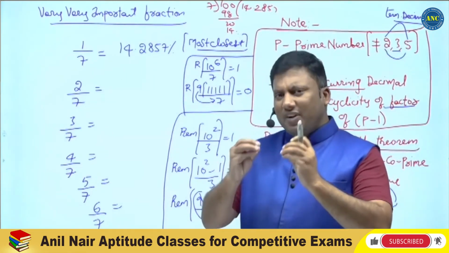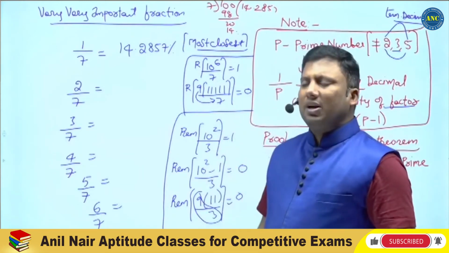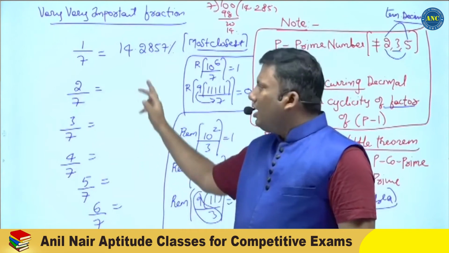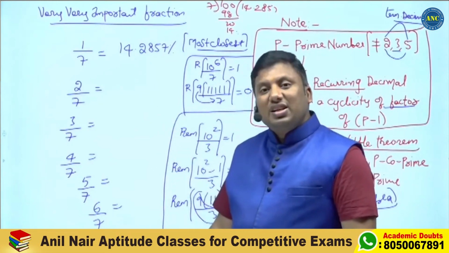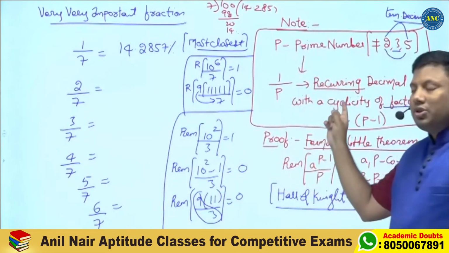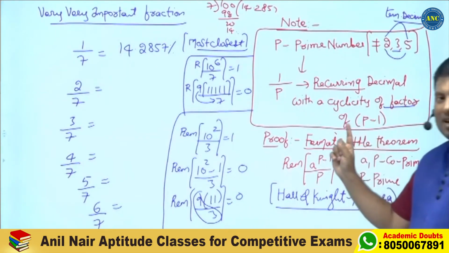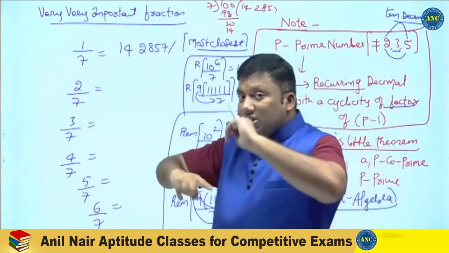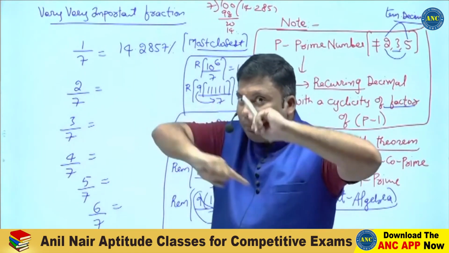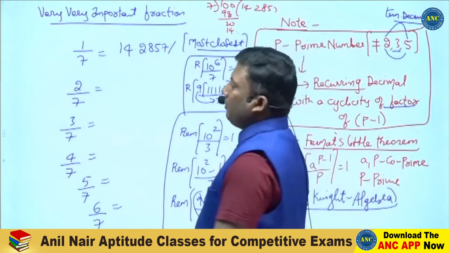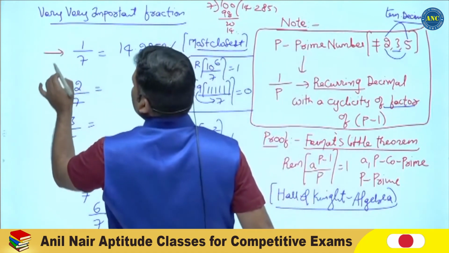14.2857. Very, very interesting concept. Listen, sir. 142857. How many digits did we get? 6 digits we got. According to this concept, it should have a cyclicity of these 6. Cyclicity means that these 6 digits only will get repeated. Are you all with me? These 6 digits only get repeated.